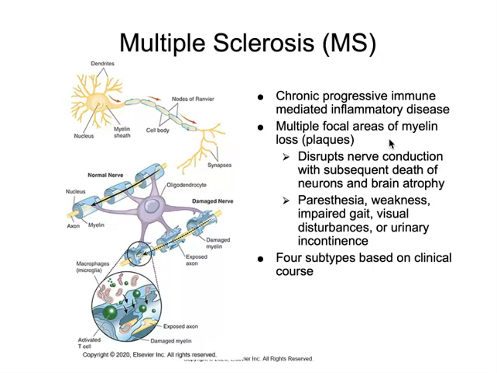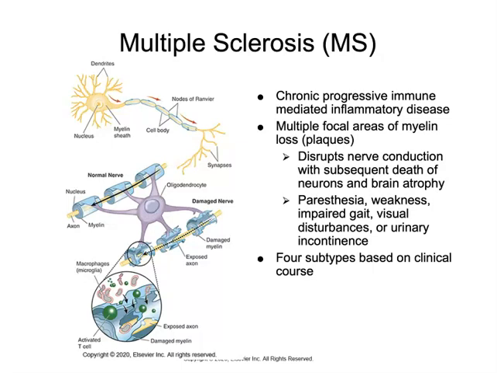You may have heard of multiple sclerosis. I know we've mentioned it in our A&P courses before, and that is going to be a chronic progressive immune-mediated inflammatory disease that's going to affect our central nervous system and lead to multiple areas where we're going to start to lose the myelin sheaths and cause plaques, which will disrupt nerve conduction and can result in neuron death and brain atrophy.